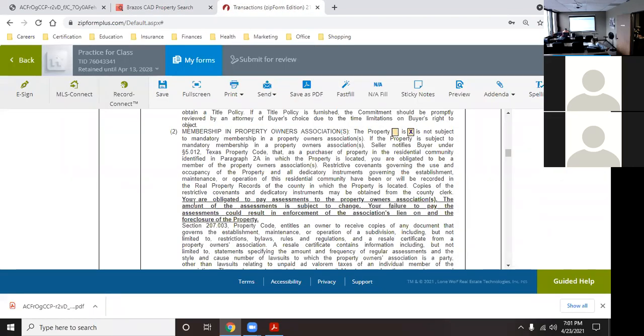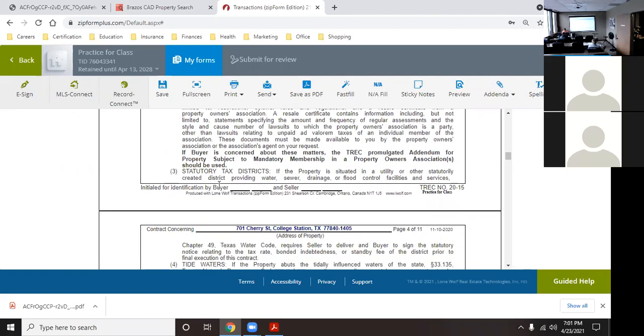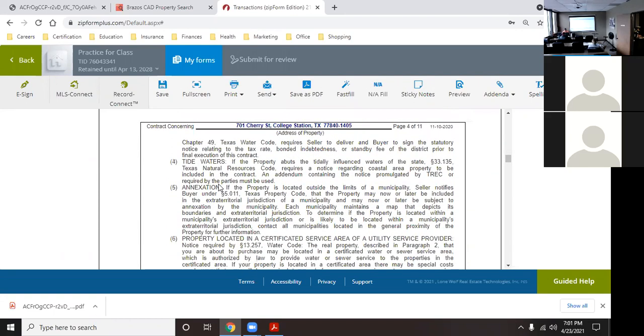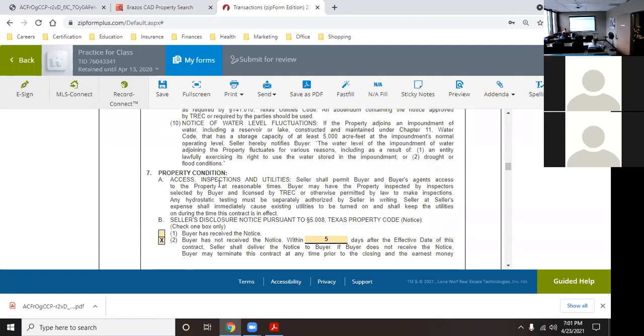If there is, on the MLS, it'll say HOA yes, HOA amount, and it'll have either like $75 a month, or $500 annually, or $500 a month, or whatever. It'll have the amount and then how often it's paid, whether per year or per month or whatever. Let's see. These are just all the notices.